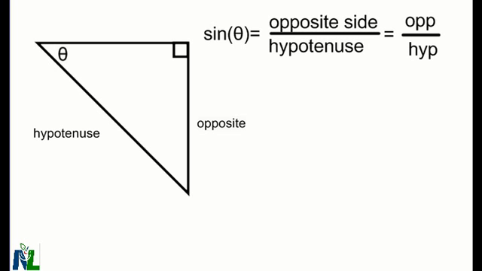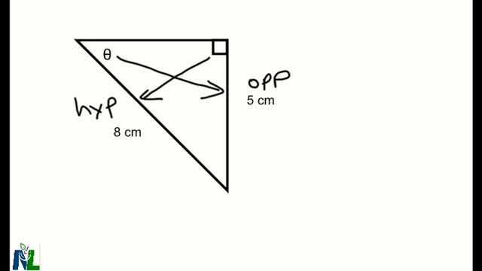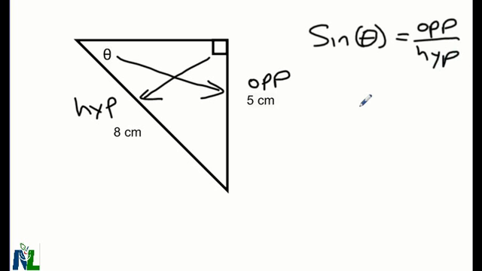So using that particular ratio, if we go back, we can look at this particular triangle and say that the sine ratio, the sine of the angle, is equal to the opposite side divided by the hypotenuse. Or in this particular triangle, sine of the angle we don't know, which we'll label as theta, is equal to the opposite side, which is 5, over the hypotenuse, which is 8.